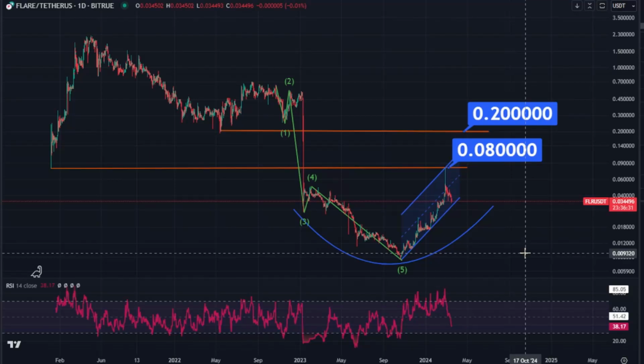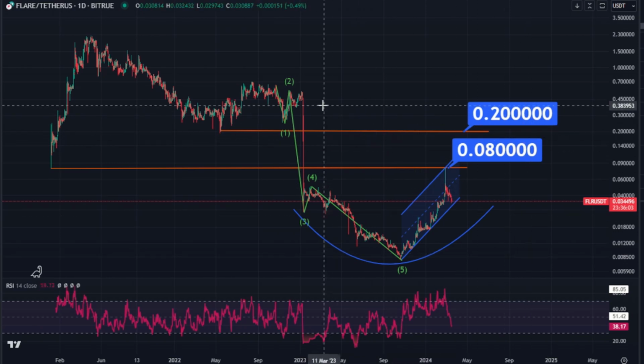This time we are looking at FLR using BitTrue data here. This is a project that was initially set up to be kind of the DeFi on XRP and then has changed its course. I'm not going to go too much into the fundamentals on FLR in this video. Definitely one you should go do your research on, especially if you're invested in XRP, in my opinion.